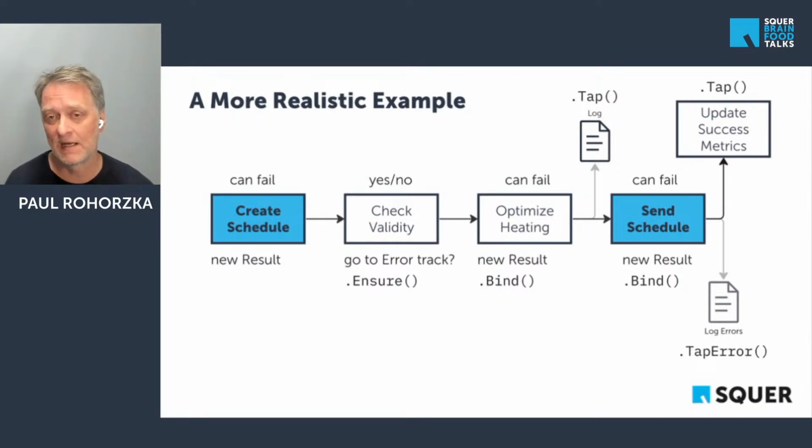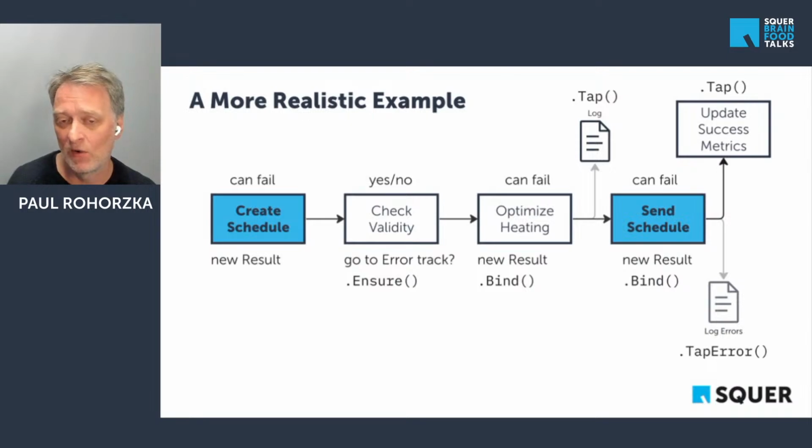If we then call something to again modify what we have on the success track, but that can fail as well, we have to use the bind method. Afterwards, we log what is on the success track. There is the tab for it. Then we send it to the device. That can fail as well. So another thing that returns a result. So we have to use another bind here. And at the end, then a tab for the success and a tab error for the error case.